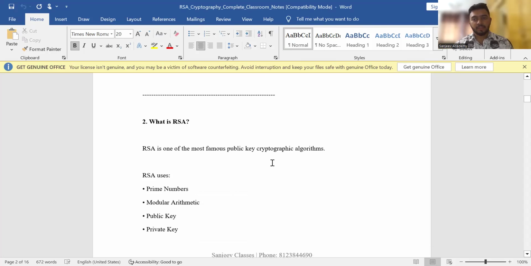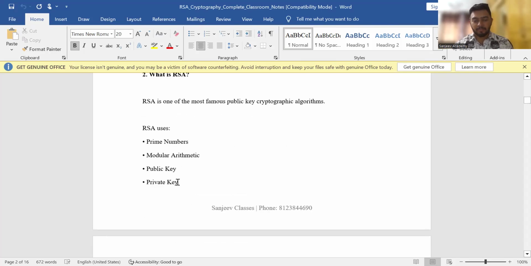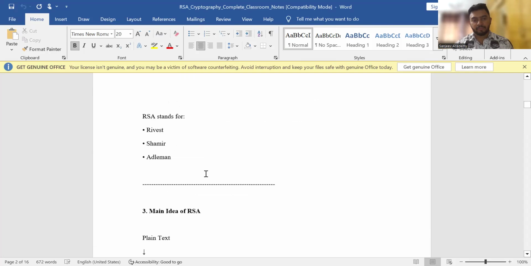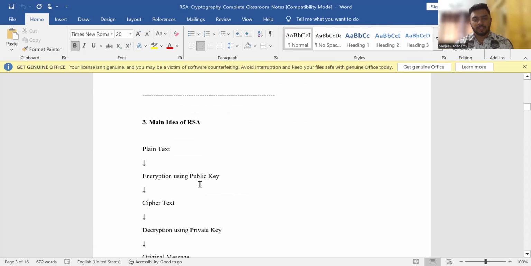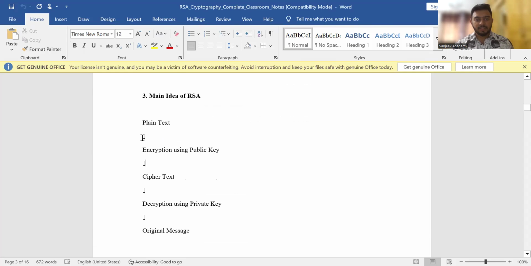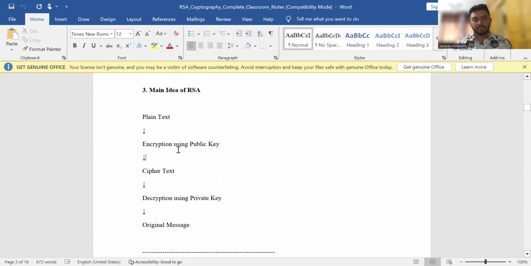So RSA is the famous public key cryptographic algorithm. It uses prime numbers, modular arithmetic, public key, private key, and everything. So the main idea: questions can also ask about plain text, encryption, ciphertext, decryption, original message. So this is the flow also.